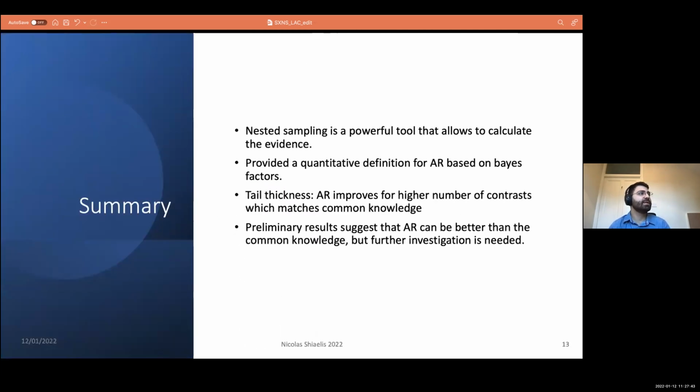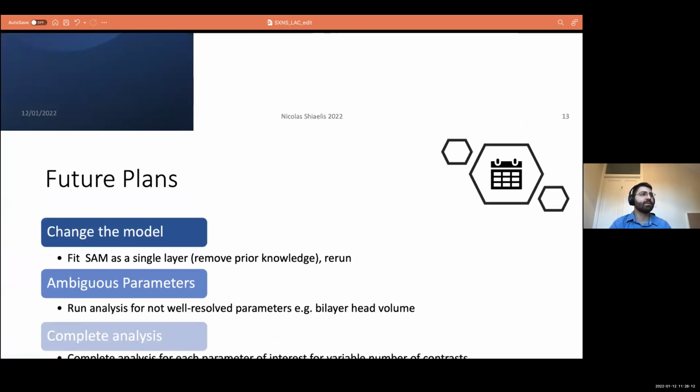So in summary, nested sampling is a powerful tool that allows us to calculate the evidence, and we provided a quantitative definition for the analytical resolution based on Bayesian model selection. For the tail thickness parameters, which is what we've looked at predominantly, the analytical resolution improves for a higher number of contrasts, which is what you expect.